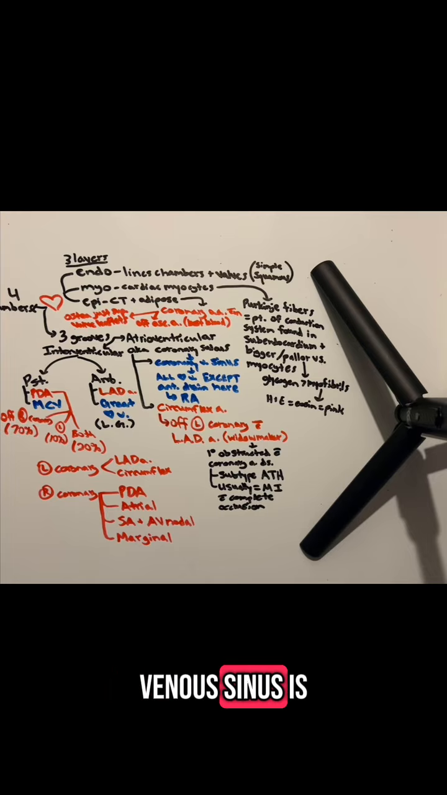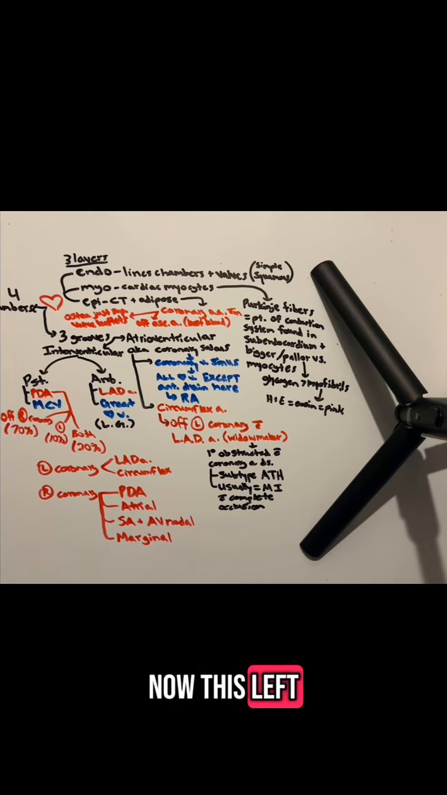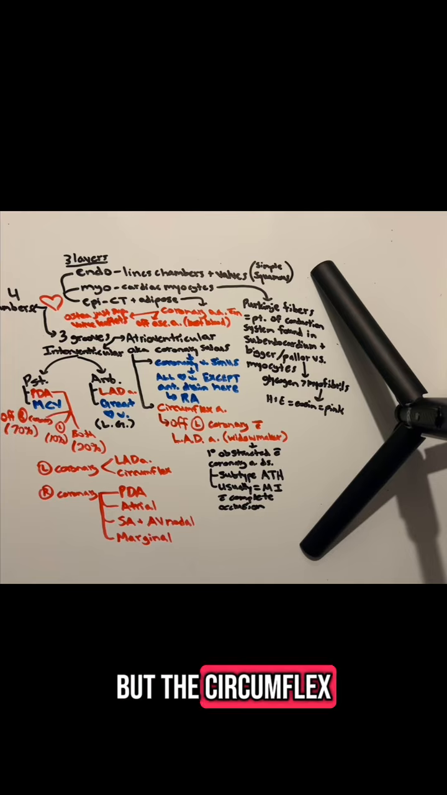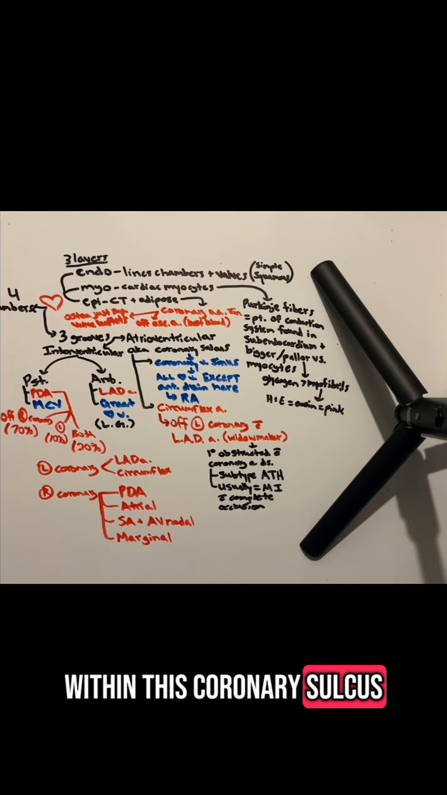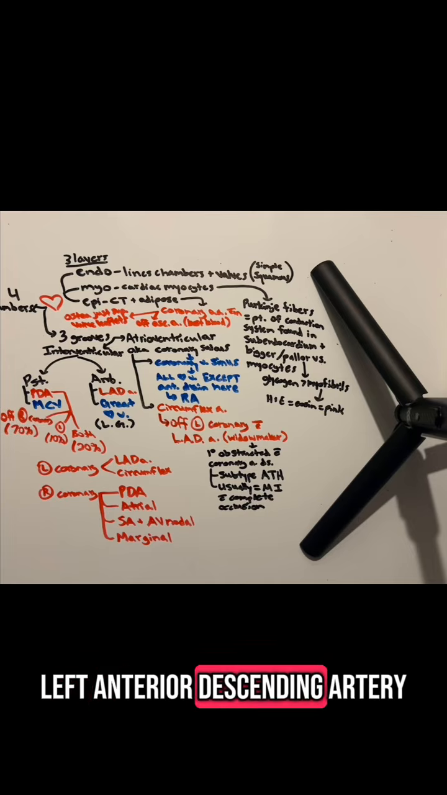Now, the coronary venous sinus is not the only structure found within this atrioventricular sulcus, as we have the circumflex artery here as well. And this circumflex artery is a branch off the left coronary artery, along with the left anterior descending artery. Now, this left anterior descending artery is not found within this coronary sulcus, but the circumflex artery is, and is a branch off the left coronary artery, with the other branch being the left anterior descending artery.